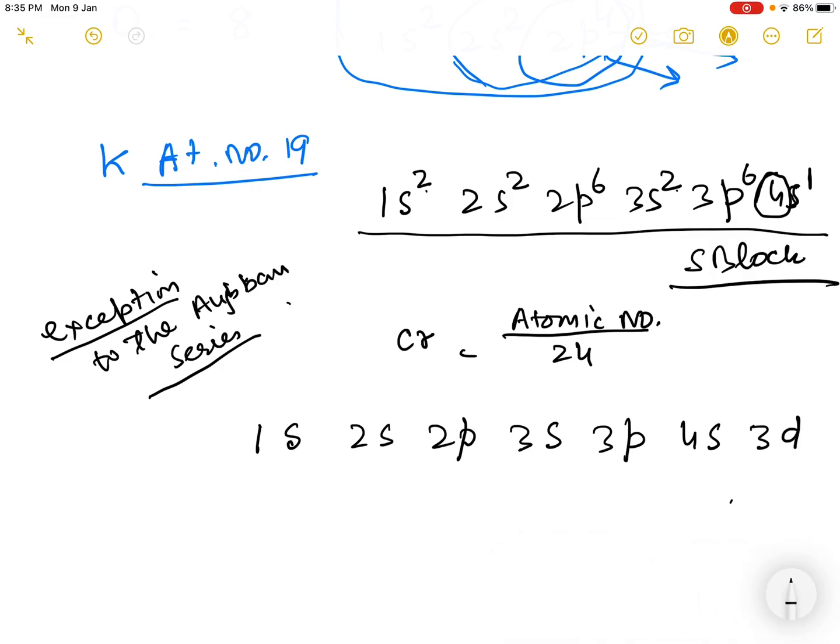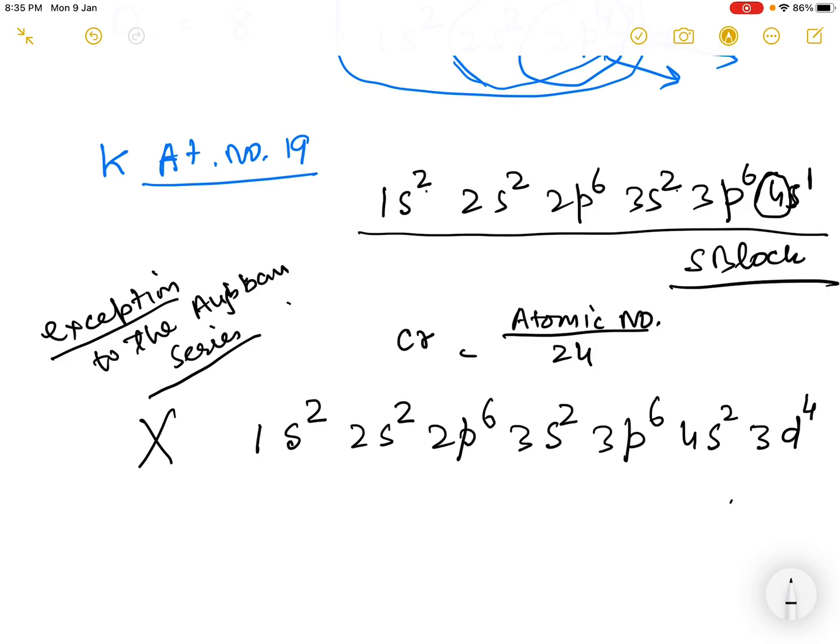Now we write what should be the electronic configuration of chromium. Let us see. It is very interesting to know that 2 electrons will come in 1s, then 2 electrons in 2s, then 6 electrons in 2p, then 2 electrons again in 3s, 3p6, 4s2, and how many left? 2, 4, 6, 12, 18, 20, and then 4. But this is not the case.